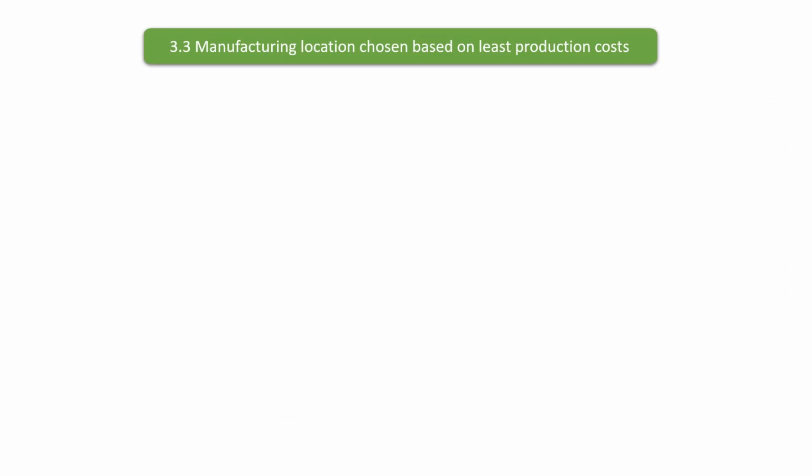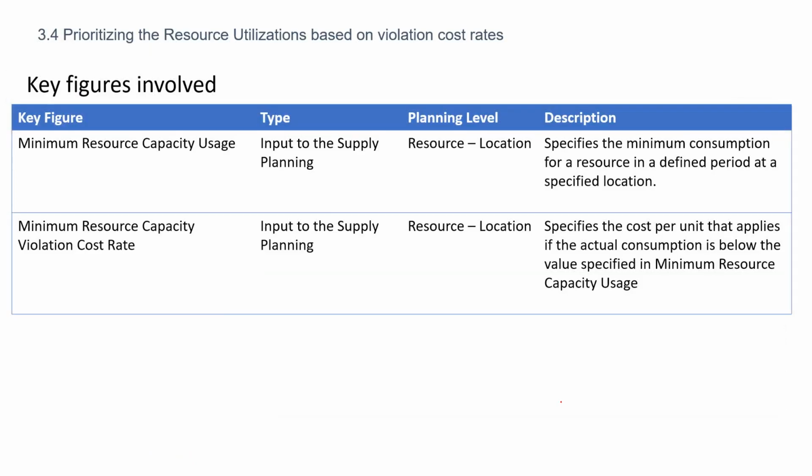Okay, so let's see this. Okay, there is nothing here. Okay, there are two key figures. One is a minimum resource capacity usage, minimum resource capacity violation cost rate. Now, okay, so there is this warehouse connected to plant. Okay, and inside the plant there is a resource R1, there is resource R2.